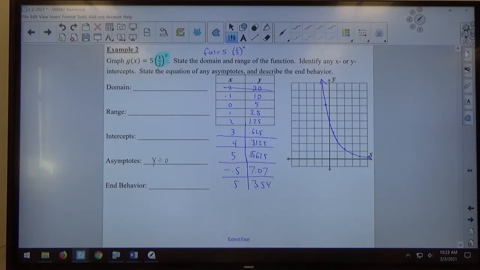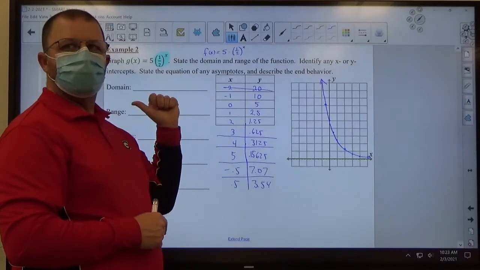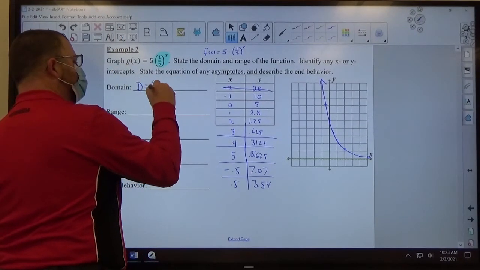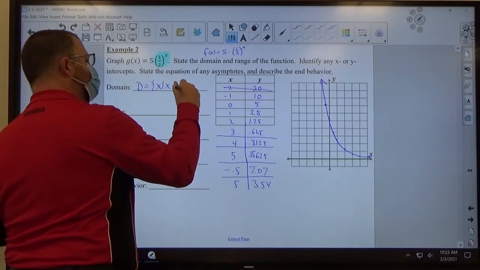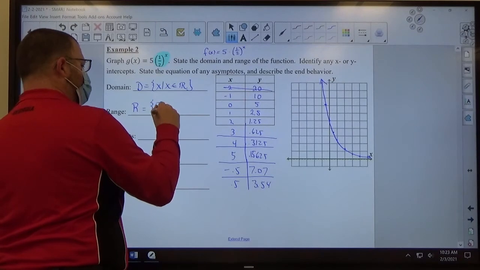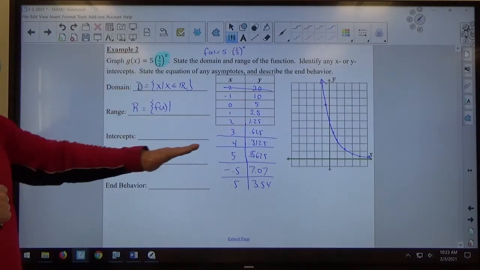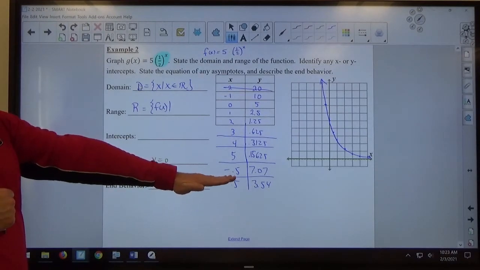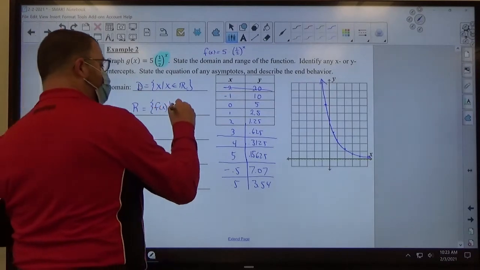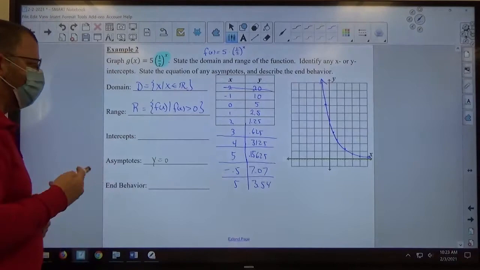The domain is anything we're allowed to put into this function. The graph goes forever to the right and forever to the left. So the domain is the set of all real numbers. The range, about f of x, is where the graph lives vertically. The bottom of the graph is 0. It doesn't get to 0, but it gets above 0 and everything bigger. So f of x must be greater than 0, not greater than or equal to. So be careful, that's greater than.